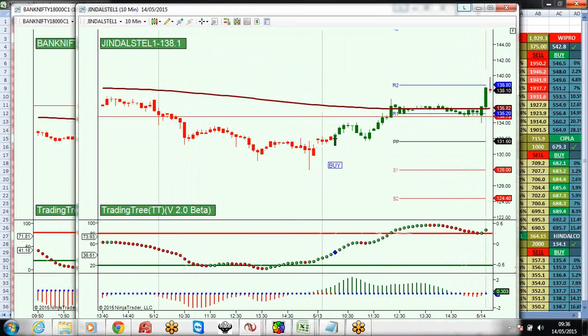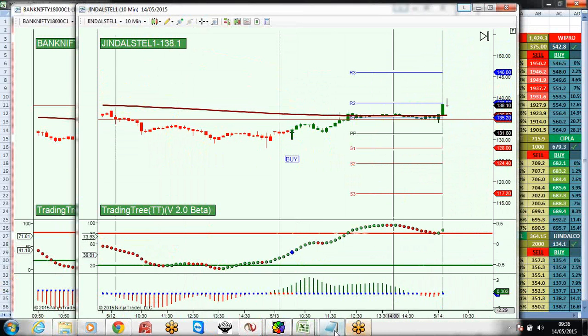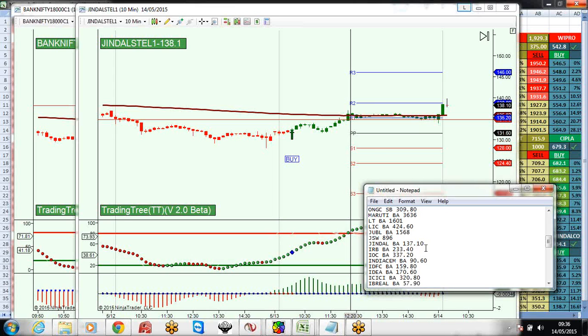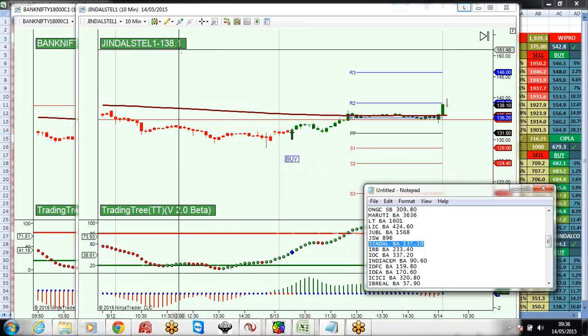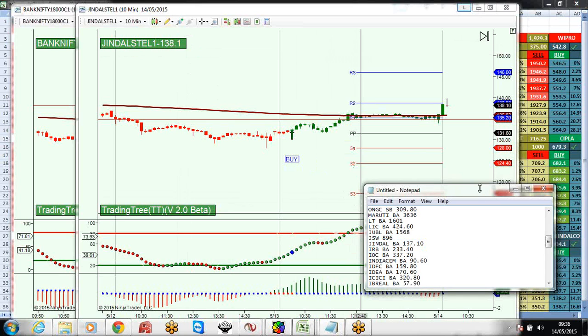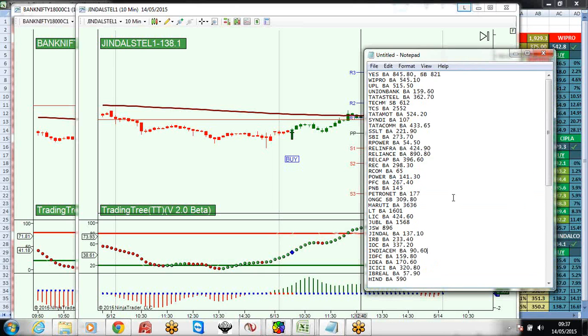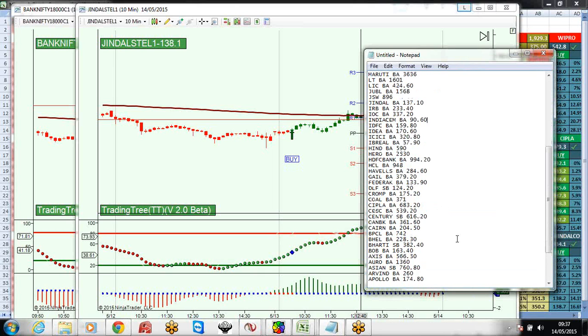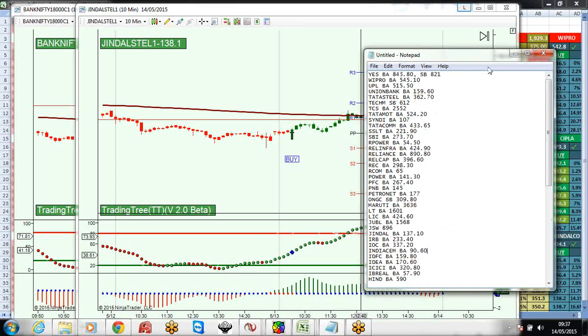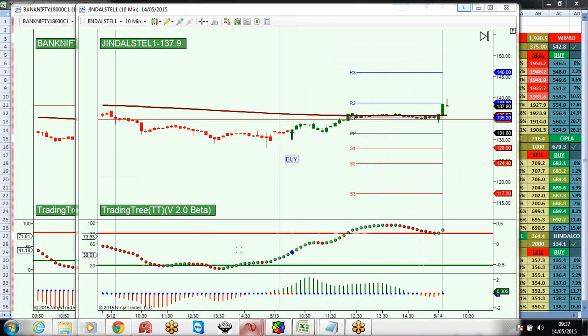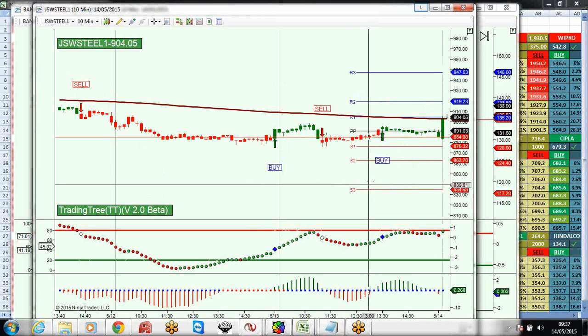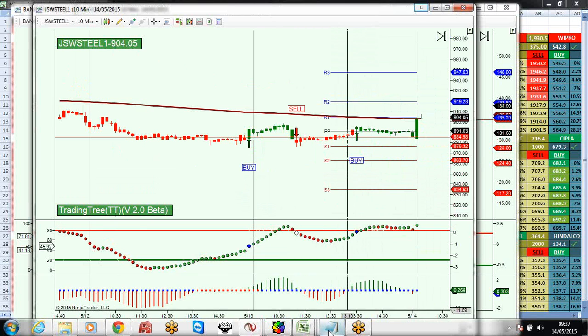Jindal Steel, we had a buy. I will show you the price for that. 137.10. It's at 138.10 now. So these prices I have fixed in the morning before the market opened. Once we open the charts before the market opens, we decide on the prices and then we can start placing the orders right from 9:15. The metal pack should be doing good. You can see Jindal Steel, JSW Steel, and Tata Steel.